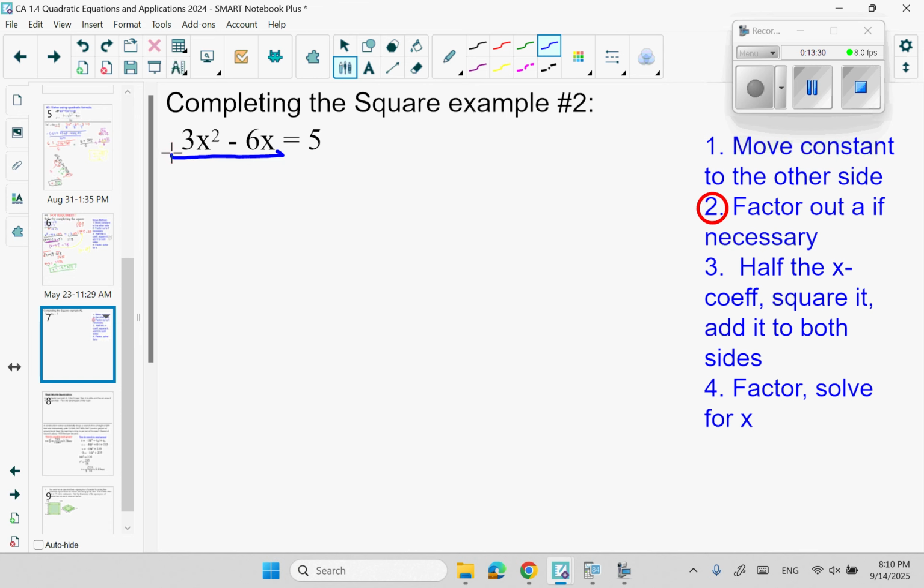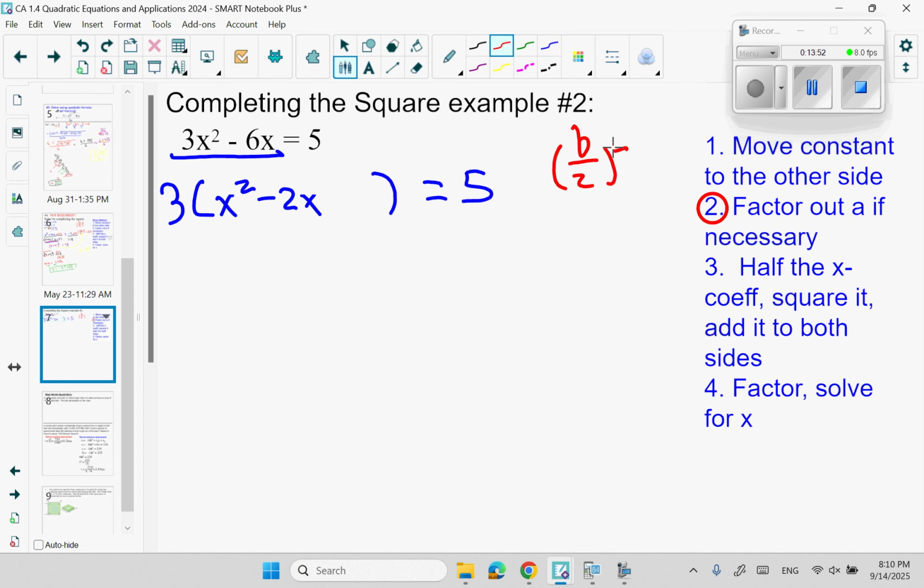So if I get something like this, I want to factor out whatever I can, but not variables. Normally we'd look at this and we'd agree you can factor out a 3x. I'm just going to factor out 3 here. So that gives me x squared minus 2x. Again, I'm going to leave a little bit of space, equals 5. And then again, I'm going to do b divided by 2 quantity squared. But my b term I'm going to do is now negative 2. So negative 2 divided by 2 squared.